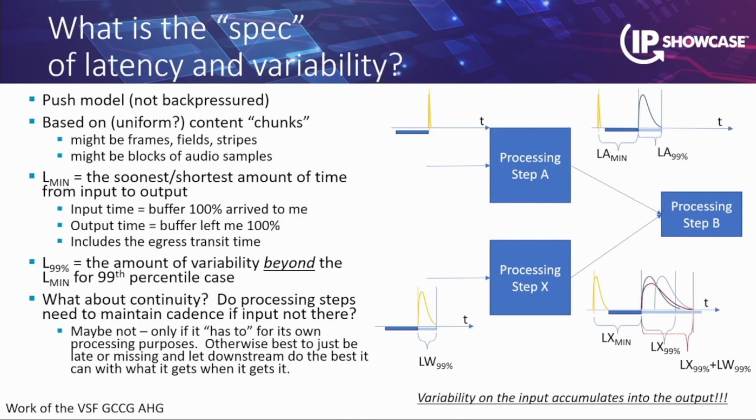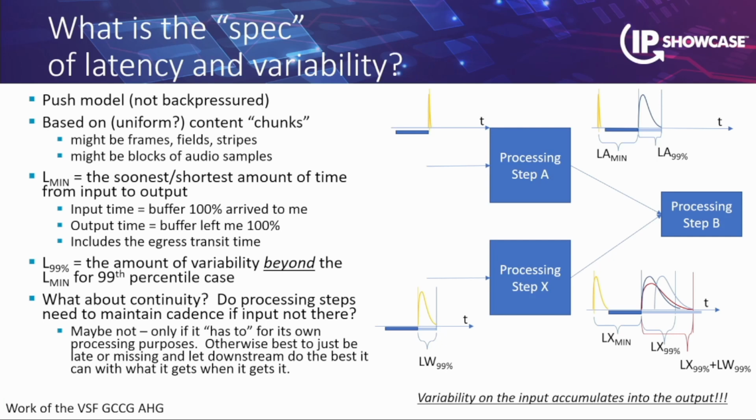So I know this looks like math homework, and it kind of is, but we said right away, there are chunks of content, whether they're frames or stripes might depend on your application, but fundamentally you have a processing step: something comes in, it takes a certain amount of time to arrive, and there's some bounded window of variability on that. And then I do a thing to it, and I create output.